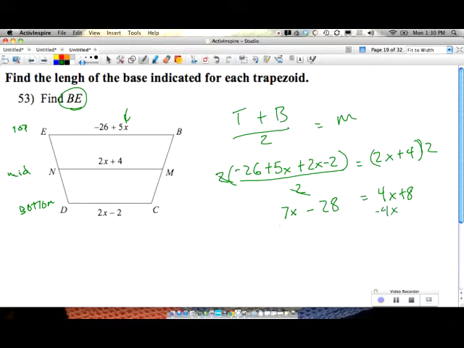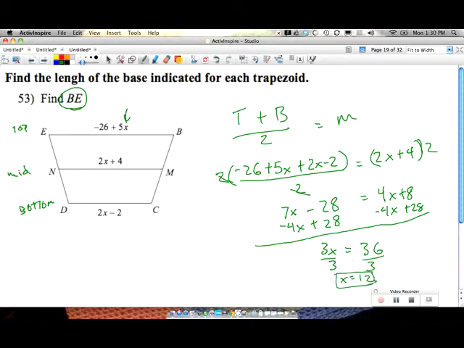These two pieces are equal. So I'm going to subtract 4x from both sides, subtract 4x. I'm going to add 28, add 28. And then from the algebra, we should get 3x is equal to 36. From here, we're going to divide by 3 and find out that x equals 12.